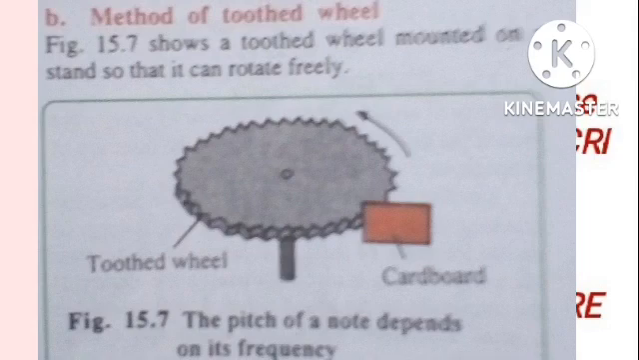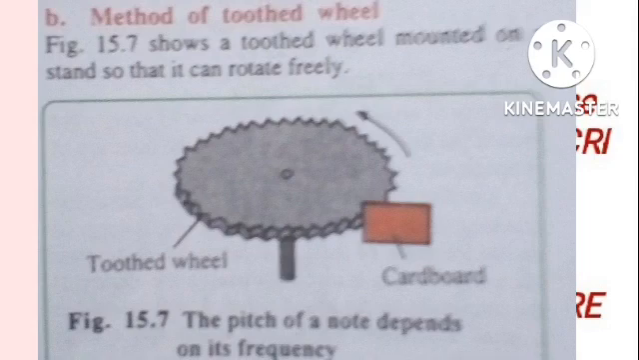Now we can use a particular method to show that the pitch of sound depends on the frequency. For example, if we have a toothed wheel mounted on a stand so that it can rotate freely, and then we bring a piece of cardboard against that rotating wheel, as we increase the rate of rotation, or the RPM of that rotating wheel, you see that the cardboard will vibrate even more, and it will produce a note of a frequency, and the frequency will be given by the number of revolutions multiplied by the number of teeth in the wheel divided by the number of seconds.